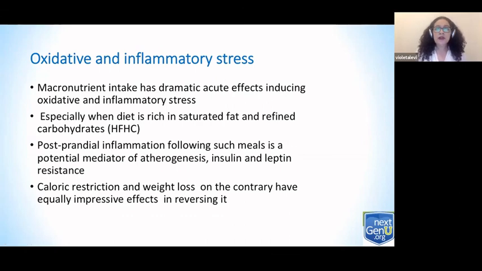The oxidative and inflammatory stress is important to take into account. Macronutrient intake has dramatic acute effects inducing oxidative and inflammatory stress. So if we are overeating, we are causing our body to have inflammatory and oxidative stress, especially when the diet is rich in saturated fat and refined carbohydrates. Postprandial inflammation following such meals is a potential mediator of atherogenesis, insulin and leptin resistance. And calorie restriction and weight loss, on the contrary, have equally impressive effects in reversing it.